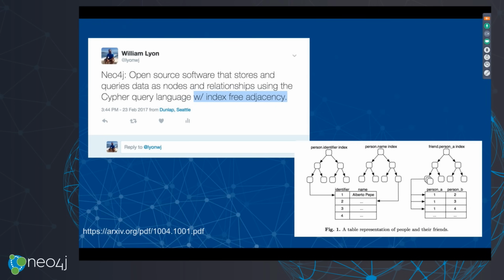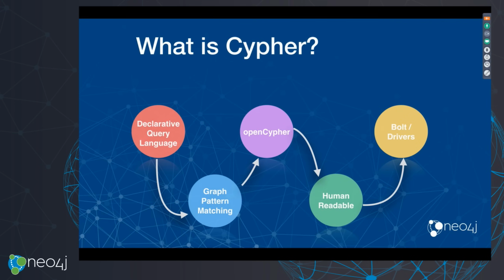So that's Neo4j in 140 characters: open source software that stores and queries data as nodes and relationships using the Cypher query language with index-free adjacency. So now that we're all on the same page with Neo4j, and I think for some of you that was a bit of a review, let's talk about Cypher.